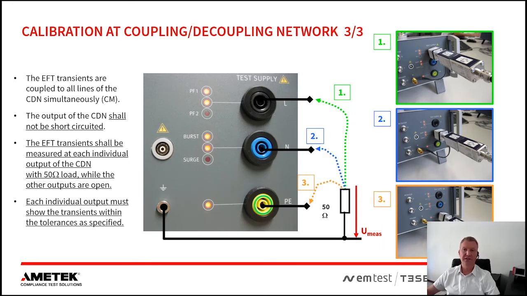There we measure the rise time, duration, as well as the amplitude. The other two outputs are active but open for the moment. In the second step, we now change the resistor to the N output. Then now the L as well as the PE is open, and we make the same measurements. And in the third step, we change now to the PE output, and L and N is open. For all outputs, we have to measure the rise time, duration, as well as the amplitude. To fulfill the requirements of this standard, each individual output must show the transient within the tolerances as specified.